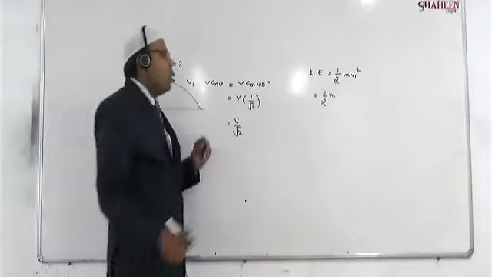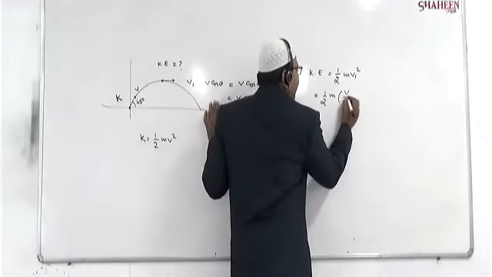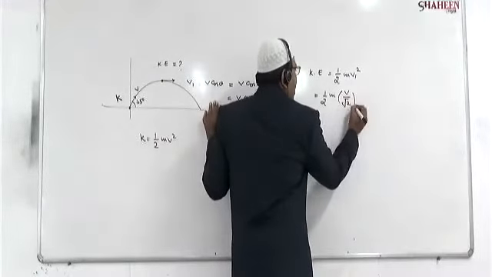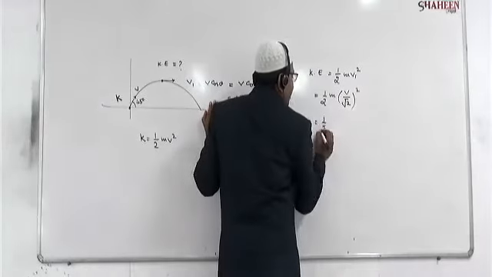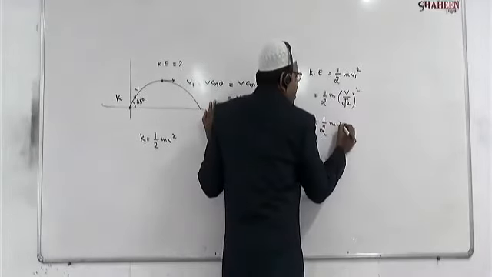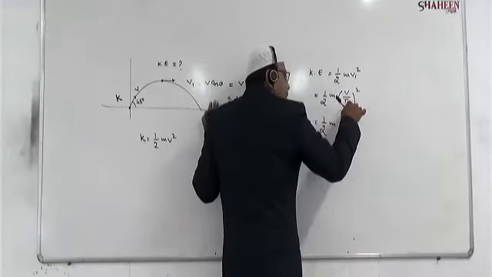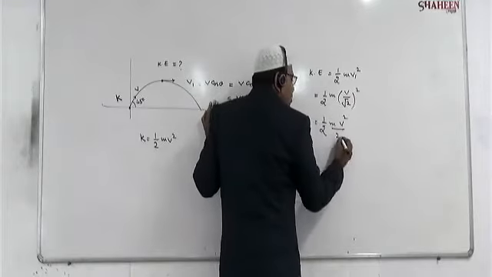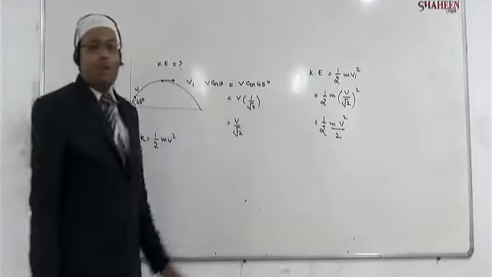So here we will write v by root 2 whole square. So this is 1 by 2 m. This v is there, so this will become v square. But here, when we square root 2, it will become just 2. It will become just 2.